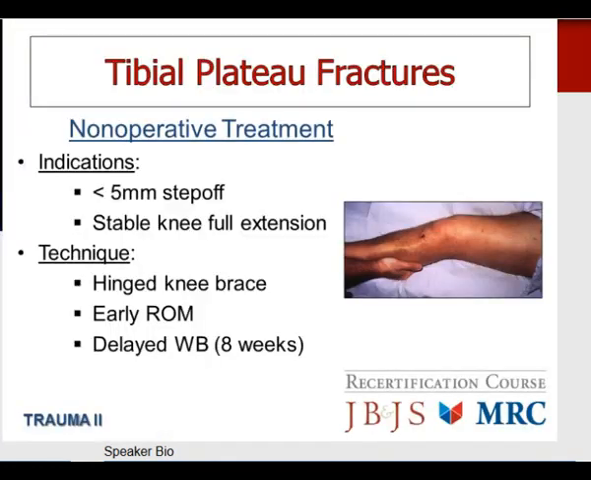Moving on now to talk about tibial plateau fractures. Indications for non-operative management of tibial plateau fractures include less than 5 millimeters of articular surface step-off, as well as a stable knee joint with the knee in full extension. The technique would be a hinged knee brace, early range of motion of the knee, and delayed weight bearing, typically for 8 weeks or so.